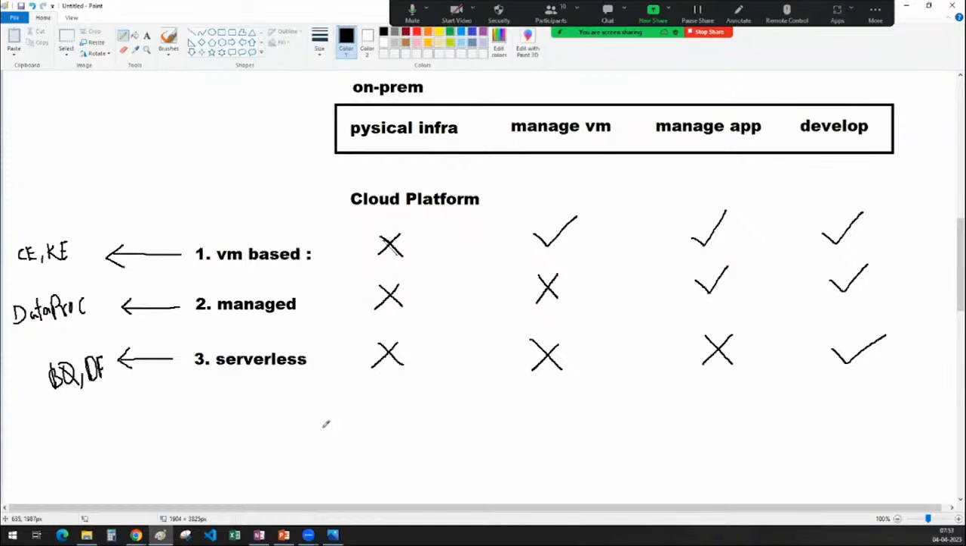But when you go to serverless, your team need not worry about application management, because you can go directly for the development. All other things like physical infrastructure, managing the virtual machine, managing the application will be taken care of by the cloud platform itself. If I talk about GCP, it is the same thing. We have GCP, we have AWS, we have Azure. It is common for all of these. This concept is the same for all of them, in general. Now you got it: what is VM based, what is managed, what is serverless.